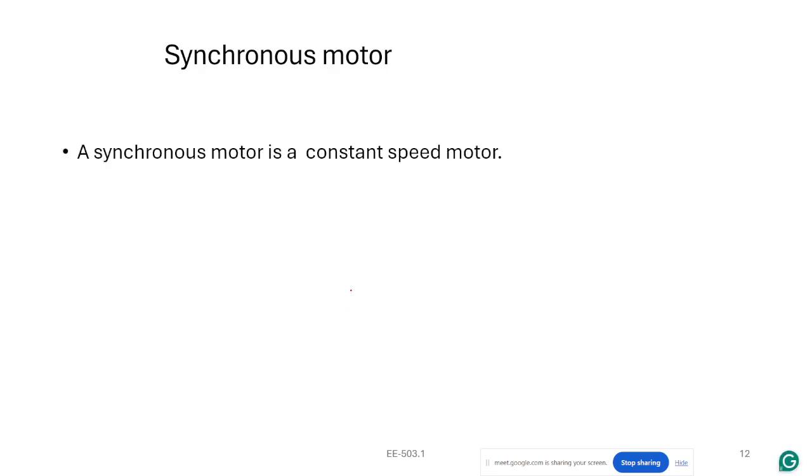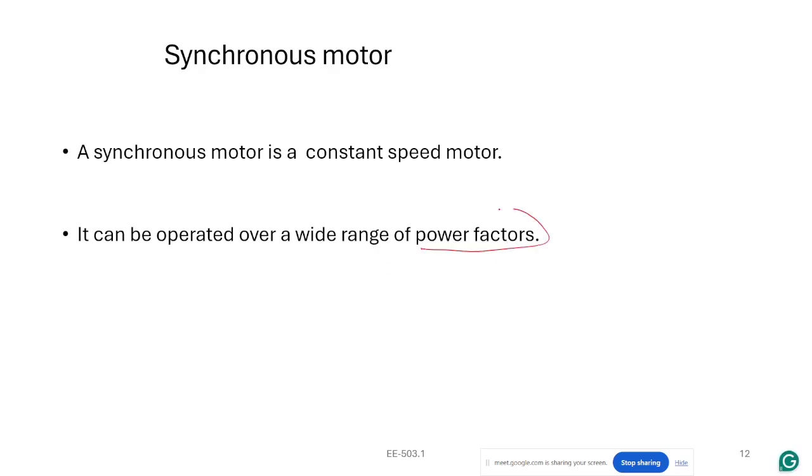Now let's talk about the synchronous motor. The synchronous motor is a constant speed motor, and it can be operated over a wide range of power factor. This is one of the best features, which is used for power factor correction in industries. Why it is used for power factor correction will be known in the upcoming classes. And here is the double excited machine. Why it is called a double excited machine, let me see.